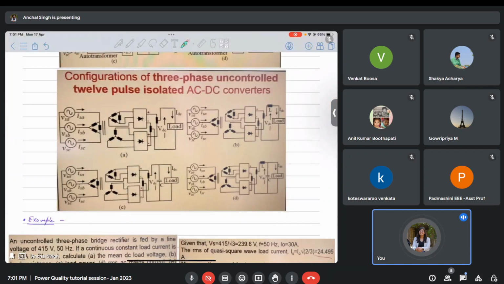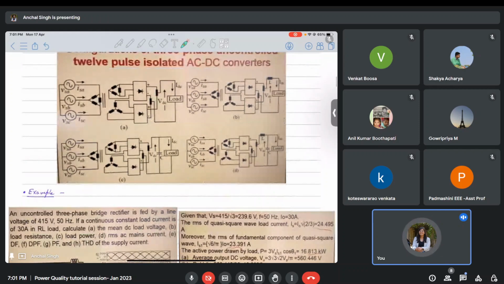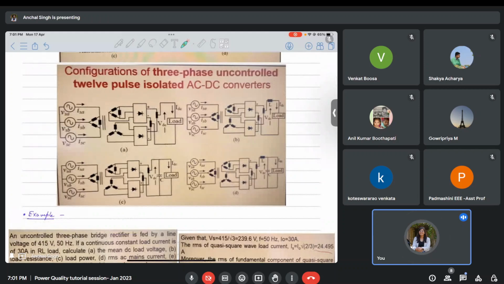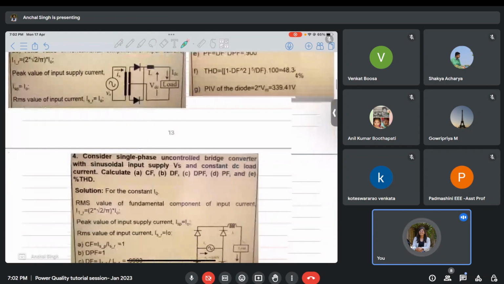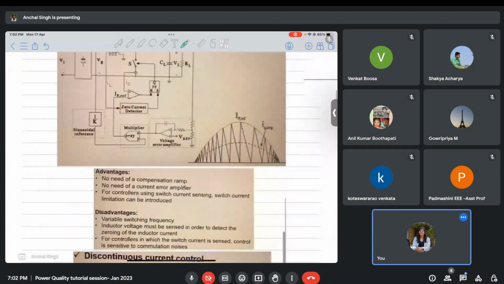So then you look at the configurations of the three-phase uncontrolled 12 pulse. There are isolated configurations available, non-isolated available. So the basic principle is always the same. You are converting AC to DC, and here, in order to obtain DC with lesser ripples, you're trying to increase the number of pulses. Then a few examples were solved from this area as well.